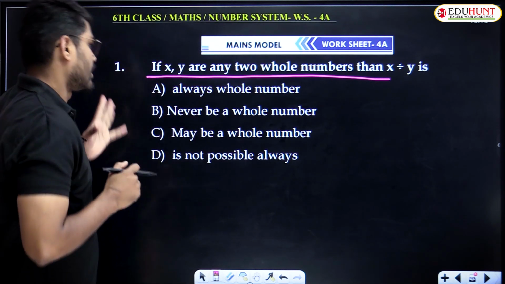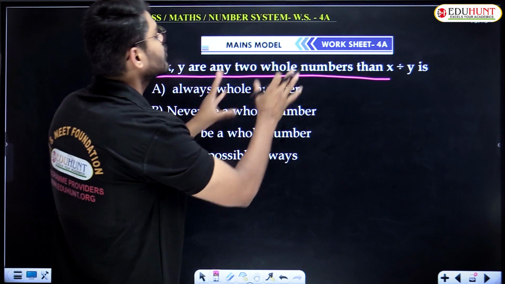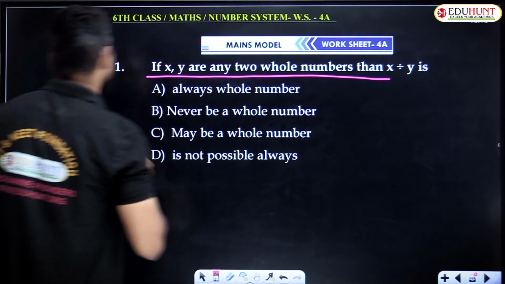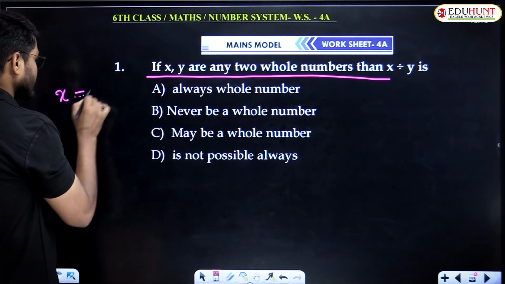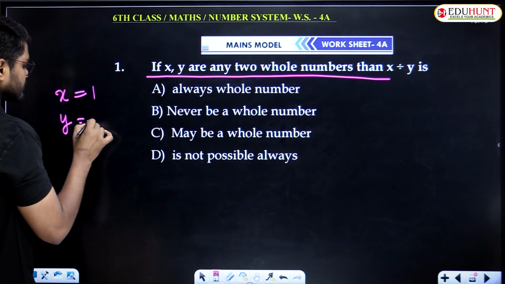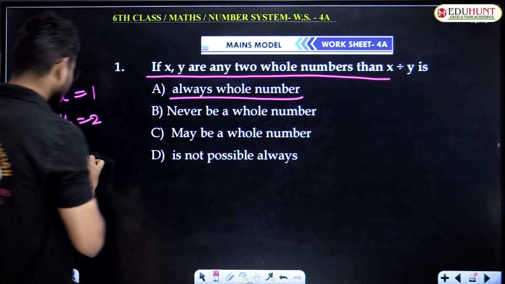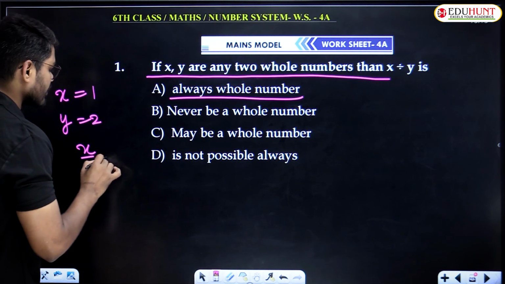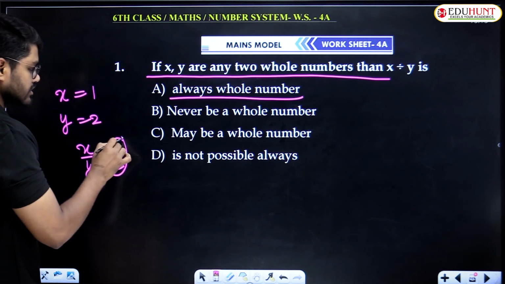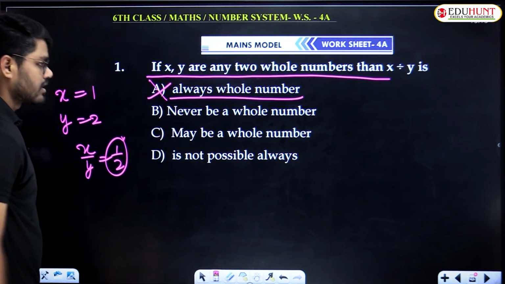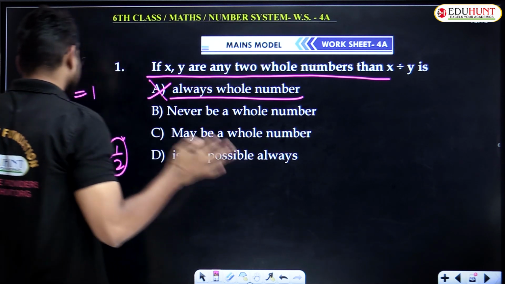Okay students, x and y are two whole numbers. I am taking x is equal to 1, y is equal to 2. Is it always a whole number? x by y is equal to 1 by 2. Is 1 by 2 a whole number? No, so this statement is wrong. It is never a whole number.